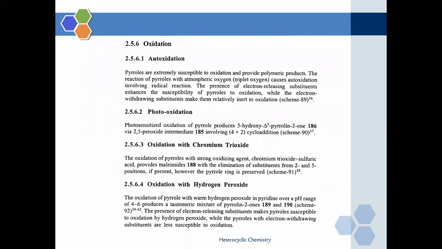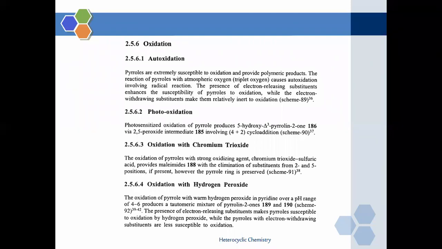Now, the very important reaction of pyrrole molecule is oxidation reaction. Now, we know pyrrole is a pi-excessive heterocycle. It immediately undergoes oxidation reaction. So, they are extremely susceptible towards oxidation. Even in the presence of atmospheric oxygen, pyrrole undergoes oxidation. This type of oxidation is known as auto-oxidation, which involves a radical reaction.